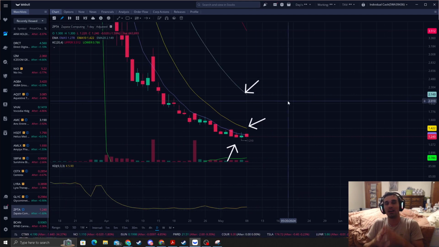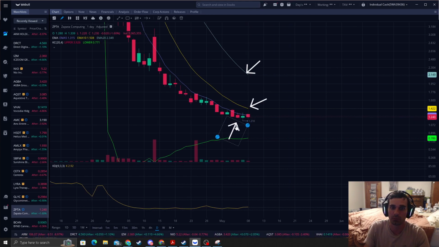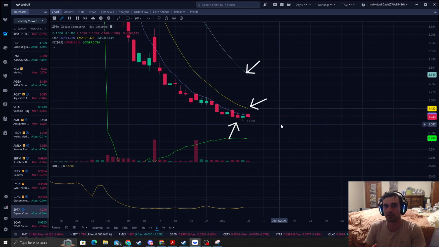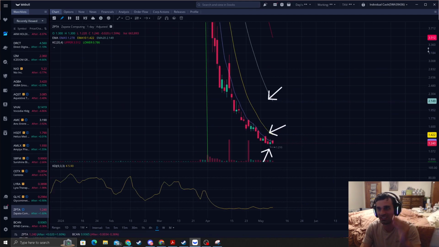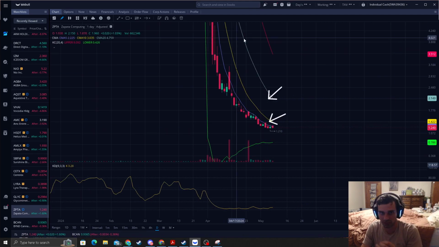Do I know an exact price this thing is going to hit? Nobody knows that. If I did, I would put my whole account into this. But what I do know is we are setting up for reversal, as I've seen a lot of these stocks do the same kind of pattern. What you want to see is a J hook. Or a fish hook, whatever you want to call it.